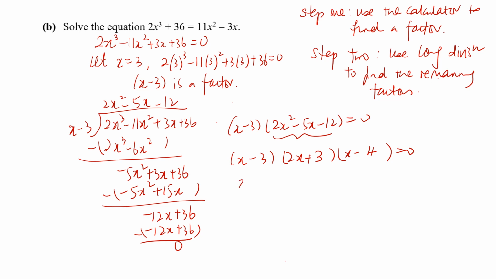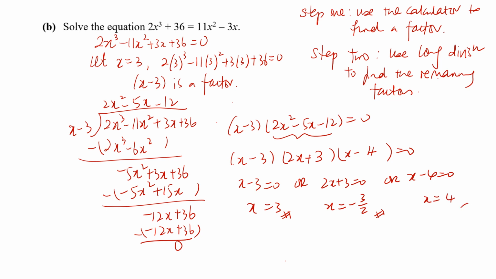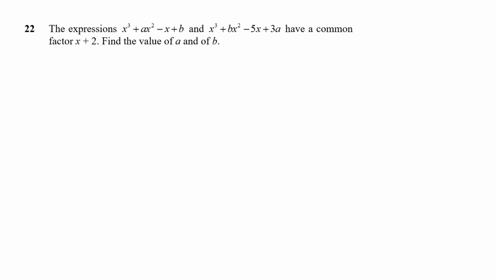Yep. Alright, so x minus 3 equals 0, or 2x plus 3 equals 0, or x minus 4 equals 0. From there, x is 3, one solution. X equals negative 3 over 2, a second solution. X equals 4, a third solution. So this is how you solve a cubic equation. Alright, so now let's touch base with polynomials.